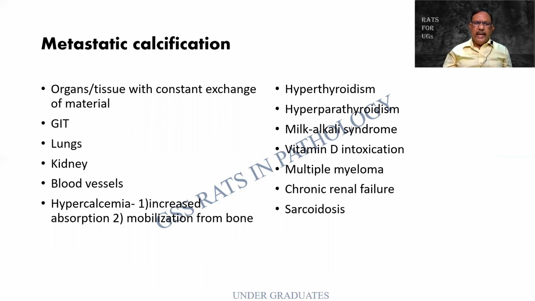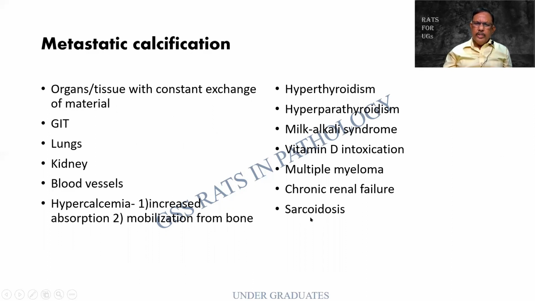Secondly, there is hypercalcemia. So calcium is increased. This can be because of increased absorption or it can be because of mobilization from the bone. From the bone, the calcium is being liberated. Therefore, the serum calcium is increased. That is why it is called hypercalcemia. Anemia means no blood. Hypercalcemia means increased calcium.